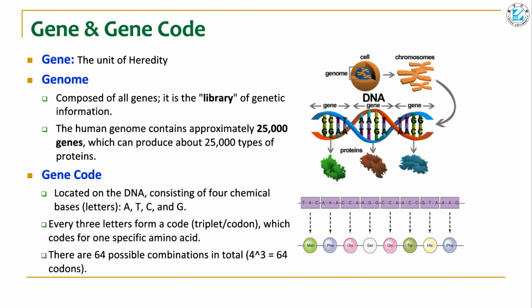So in this figure, you see TAC to compose the methionine, and the AAA to phenylalanine, and CCA glycine, AGG serine, CCA glycine, and the ACC tryptophan, etc. So there are 64 possible combinations in total. This combination builds the proteins that make you who you are.